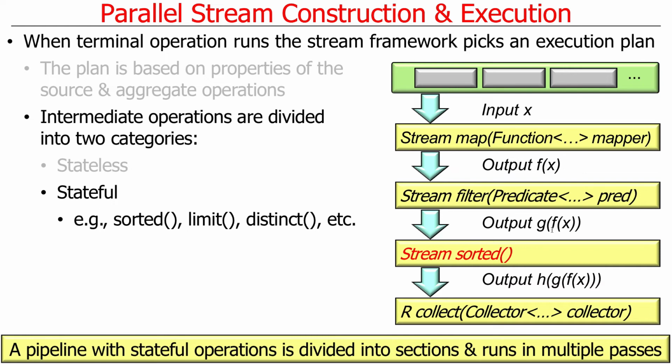A pipeline with stateful operations is divided up into sections and runs in multiple passes. What will happen is everything that's in the stateless portion will be run first. The results will then be buffered, and then the next stateful operation will run on the results of the buffering, and then that'll be taken out and passed to the next stage, and so on. And if you have stateless operations, then that can run until you hit another stateful operation or you hit the end.